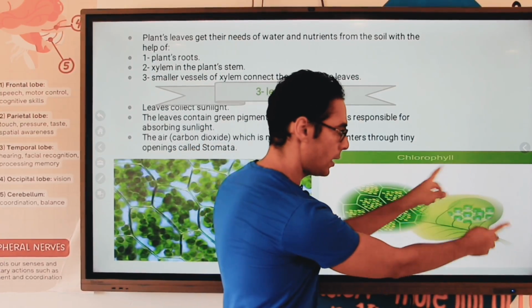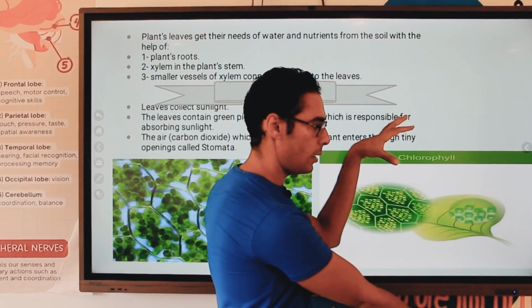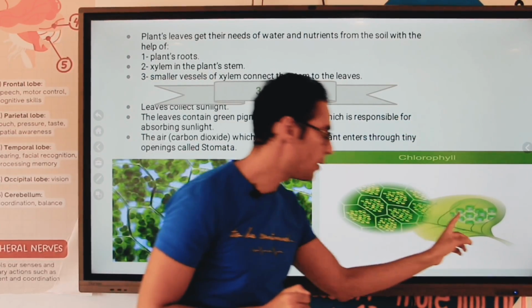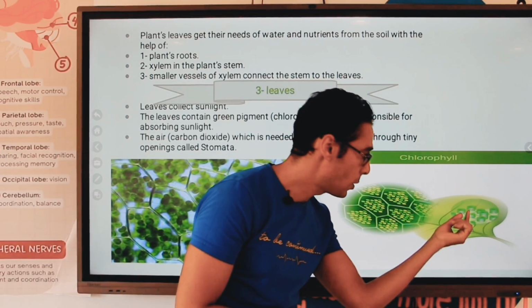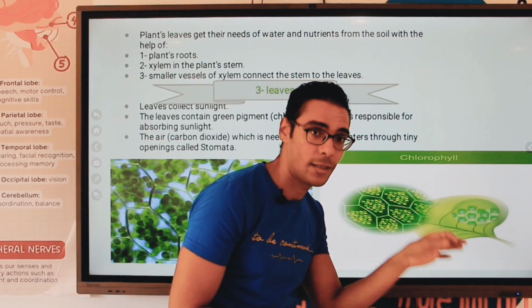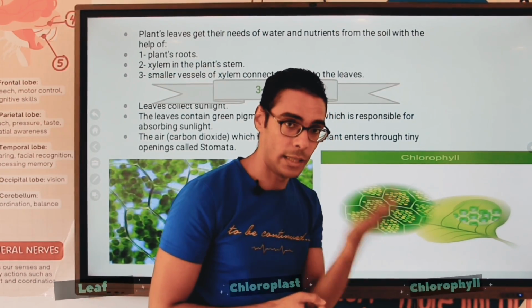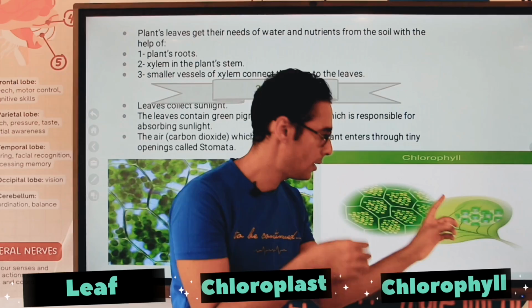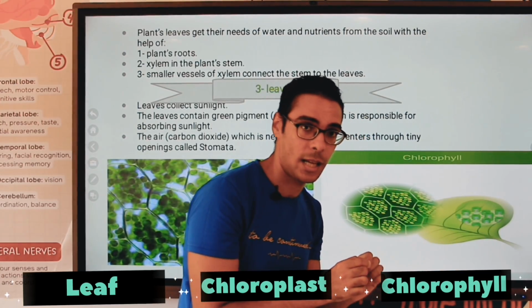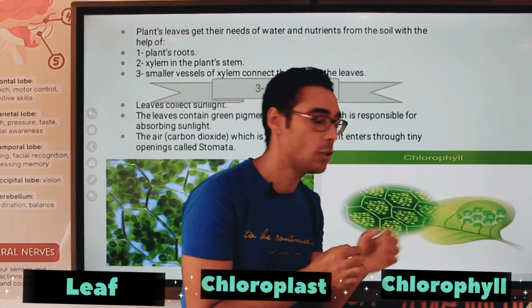So if we can take a look at the shape of the leaf, and we have the ability to zoom in under microscope, we're gonna see these particles. Do you see them? The green discs inside. These green discs inside the leaves are known as chloroplasts. So the leaf has chloroplasts. The chloroplasts are the little discs inside. These little discs carry the green pigment, which is chlorophyll.